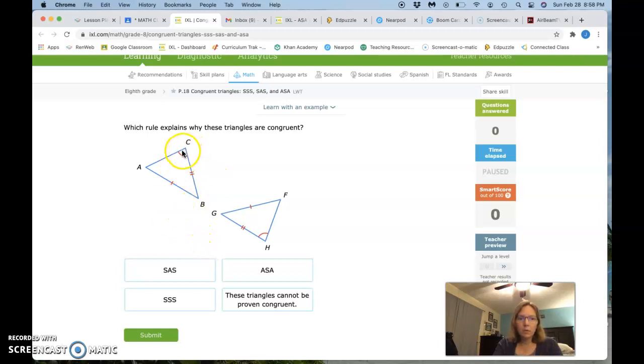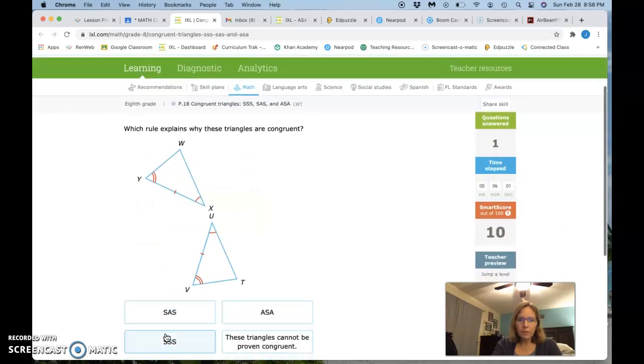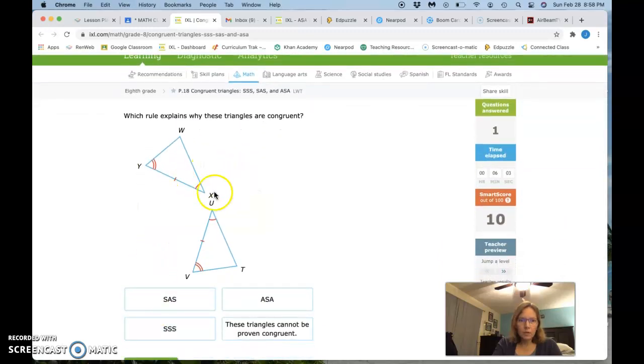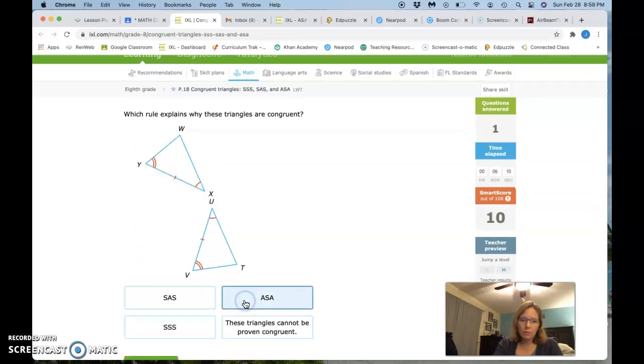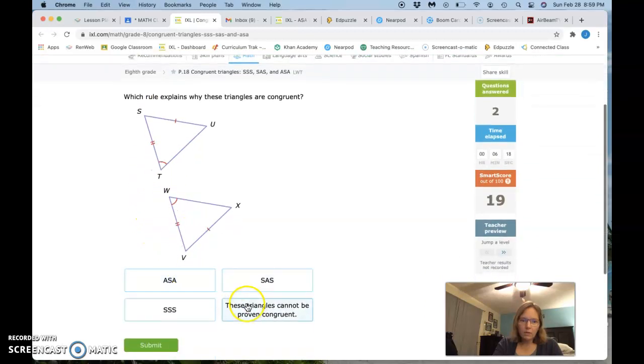So this one would be angle, side, side. Remember, that makes inappropriate initials, so that is not one of our postulates. Which rule? Same thing. This one is angle, side, angle, and that is one of my postulates. I have angle, side, side again. Nope.